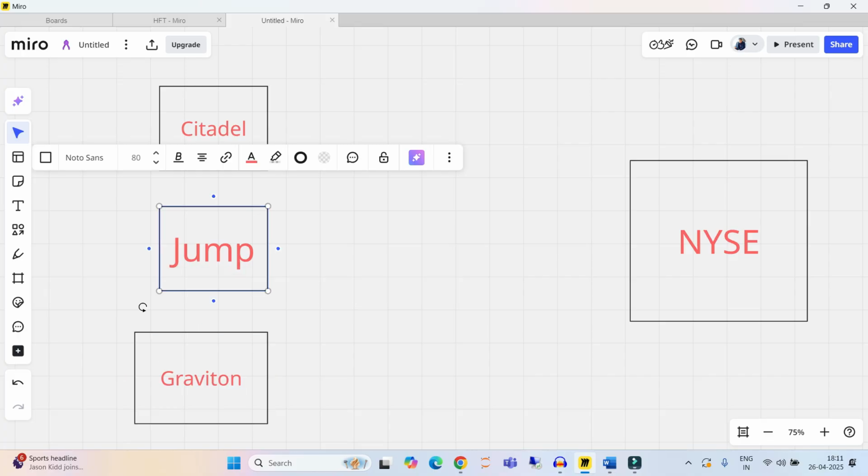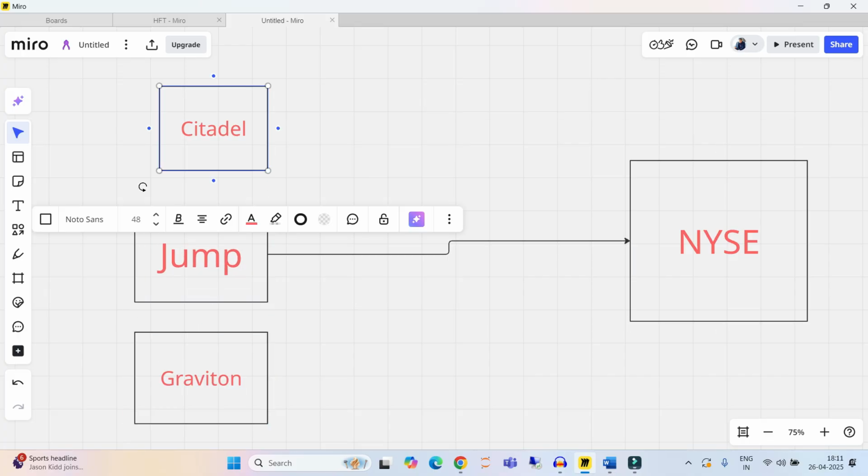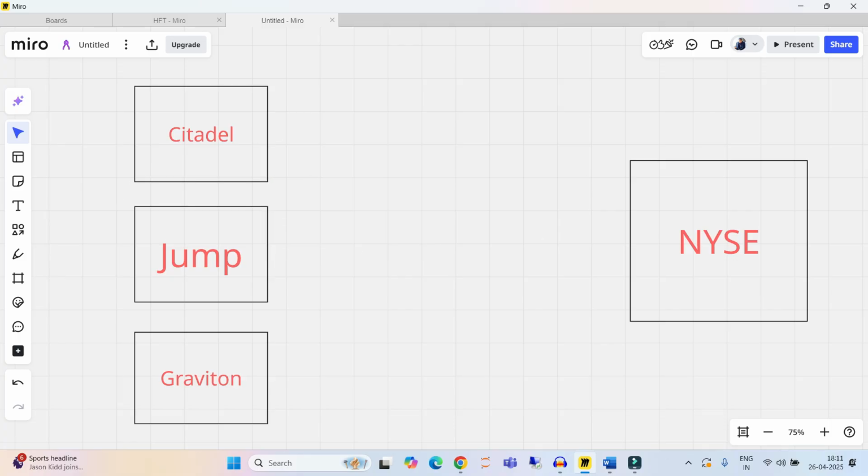Now what happens is, generally, all the information and data from any exchange comes to all these trading firms, and that should reach at the same time. There will be no time delay, and no faster way for the data or information to reach these HFT firms from the exchange.